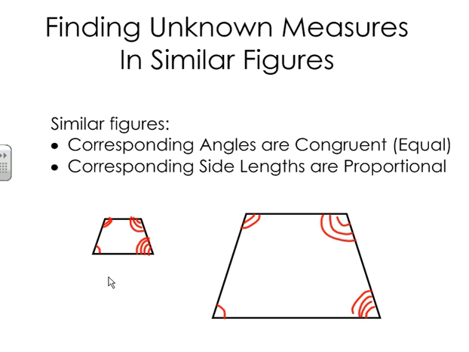In similar figures, corresponding side lengths are proportional. So that means the side length here that corresponds to this side length, those two are proportional. I can label the other side lengths. We can do the top, or the shorter side of the trapezoid. Then we can label the third one. We'll color that black. And the fourth one, we can color that one red. Now those are the corresponding sides, they match up.